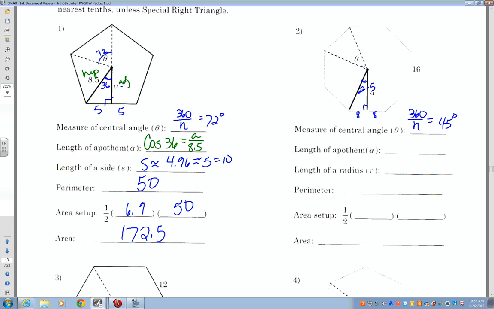Could you use trig to find the apothem? Which trig function? We've got tangent. So we have tangent of 22.5 equals 8 over a, the apothem. The variable's on the bottom, so we should be dividing. So we get approximately 19 something. 19.3.